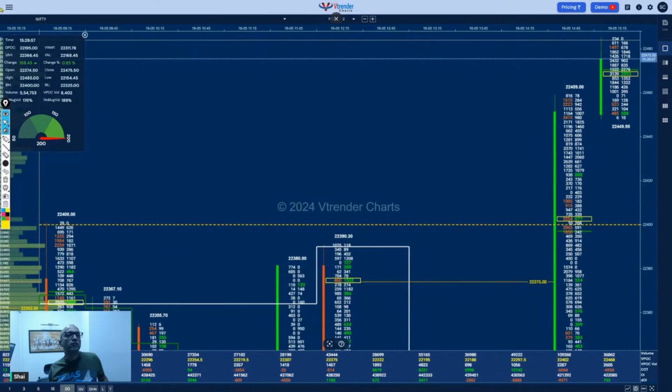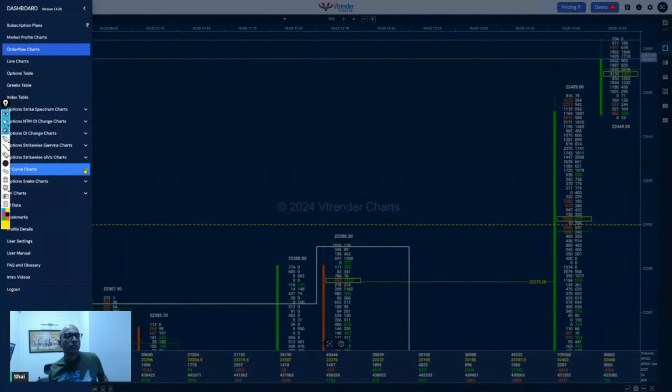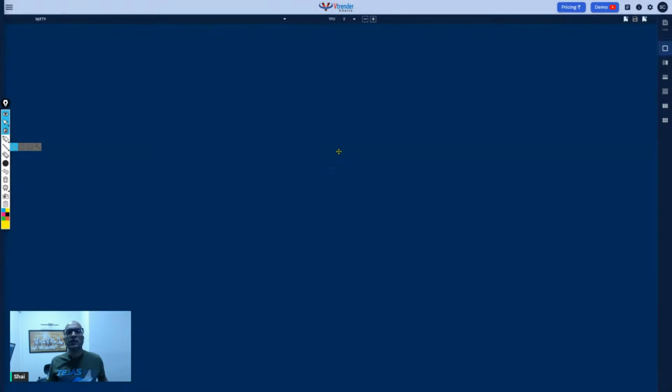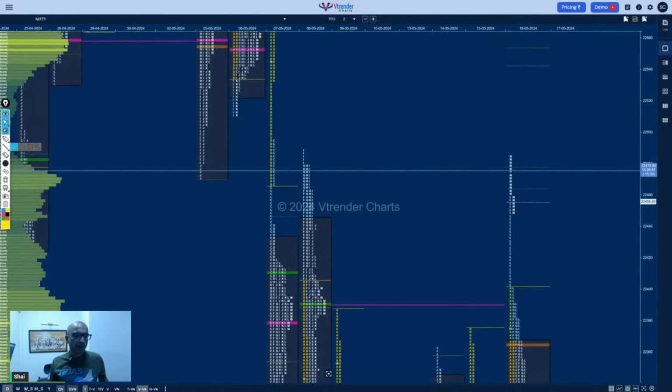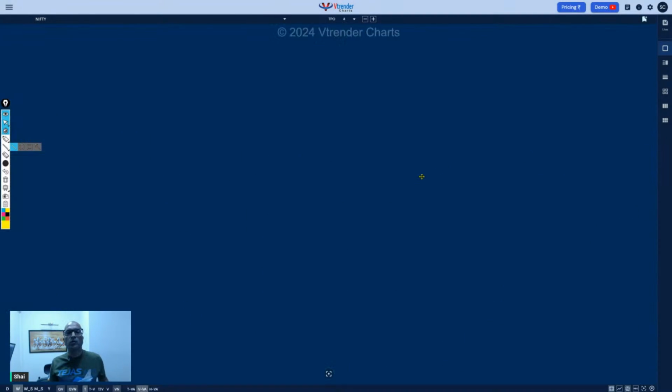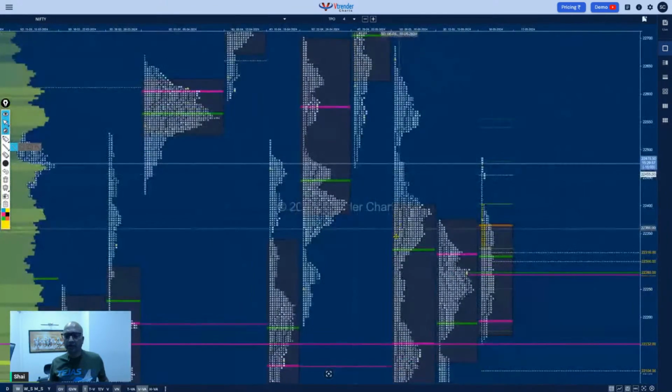But if you put in a little bit of work and track what the open interest of the market is also doing, you get a much better idea about what the market is going to do next, right? So all that is in the menu. If you look at charts.vtrender.com, we have something called the market profile chart, and I told you something just now about where the market halted today.